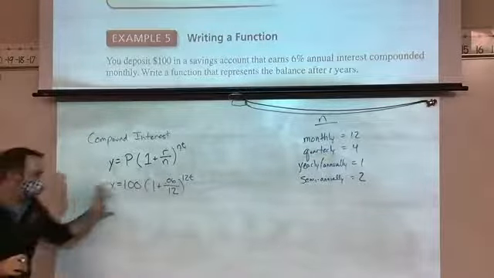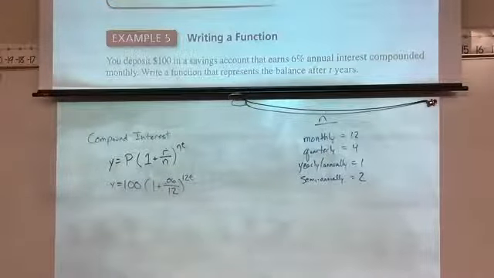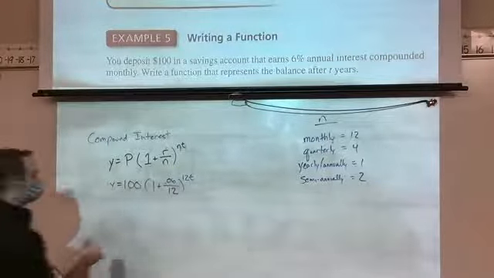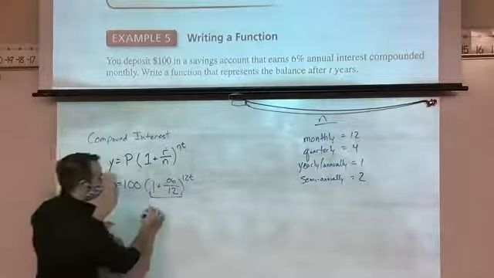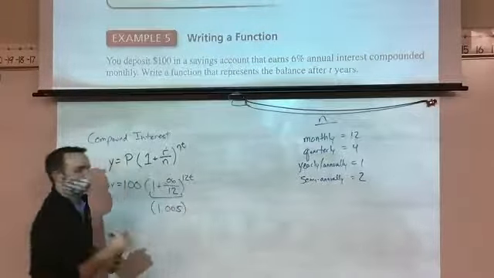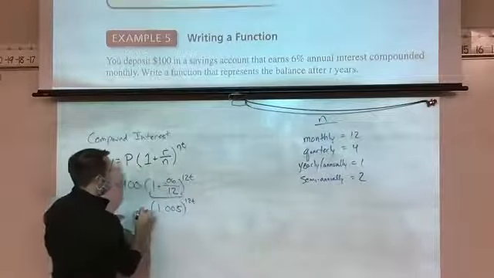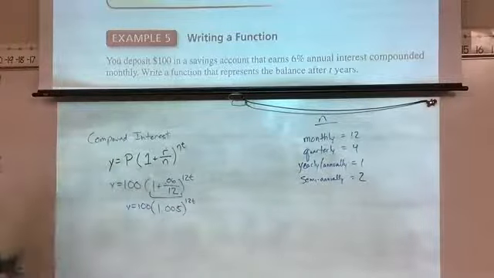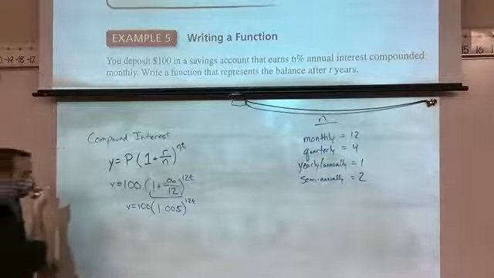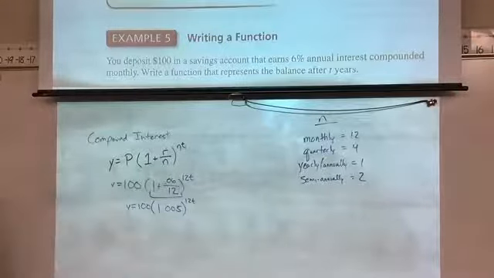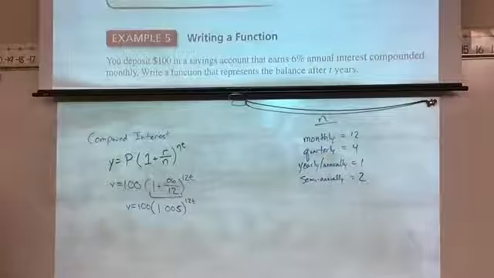Now, this is a perfectly good equation, but we can simplify it a little bit. Let's simplify what's in the parentheses. Make it look a little nicer. So we're going to do 0.06 divided by 12, which gives me 0.005. So in my parentheses, I'm going to put 1.005 instead. Makes my equation look a little bit nicer. Again, either one of these is going to be okay. So there's our equation after t years.